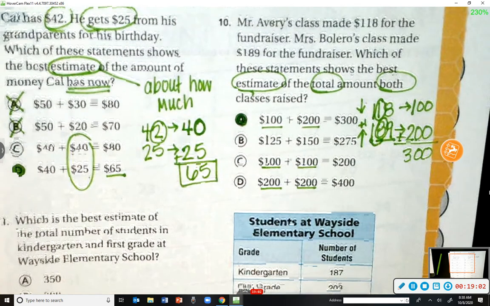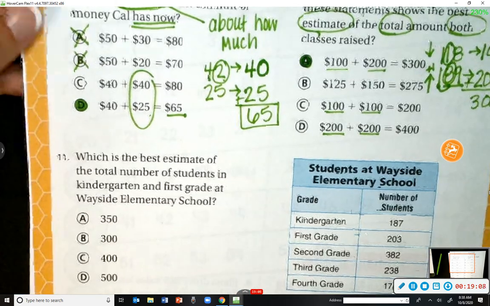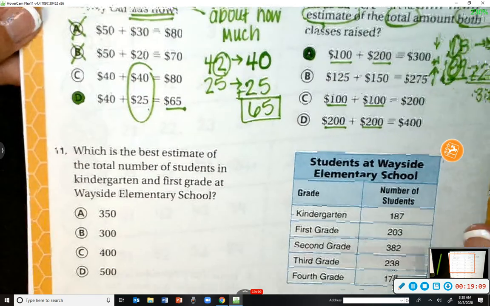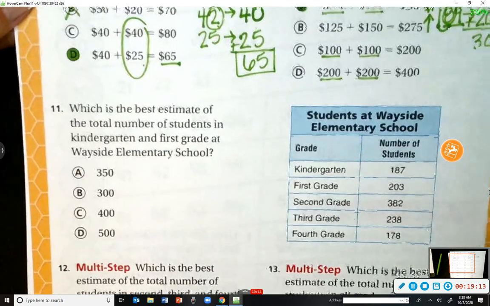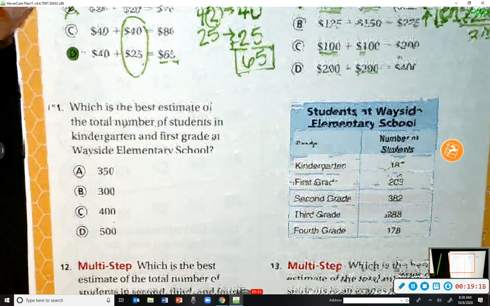Alright, I want you guys to try number 11 on your own. Then we'll do number 12. And we might stop there, okay? So let's go ahead and try 11 on our own, and then we'll check it.